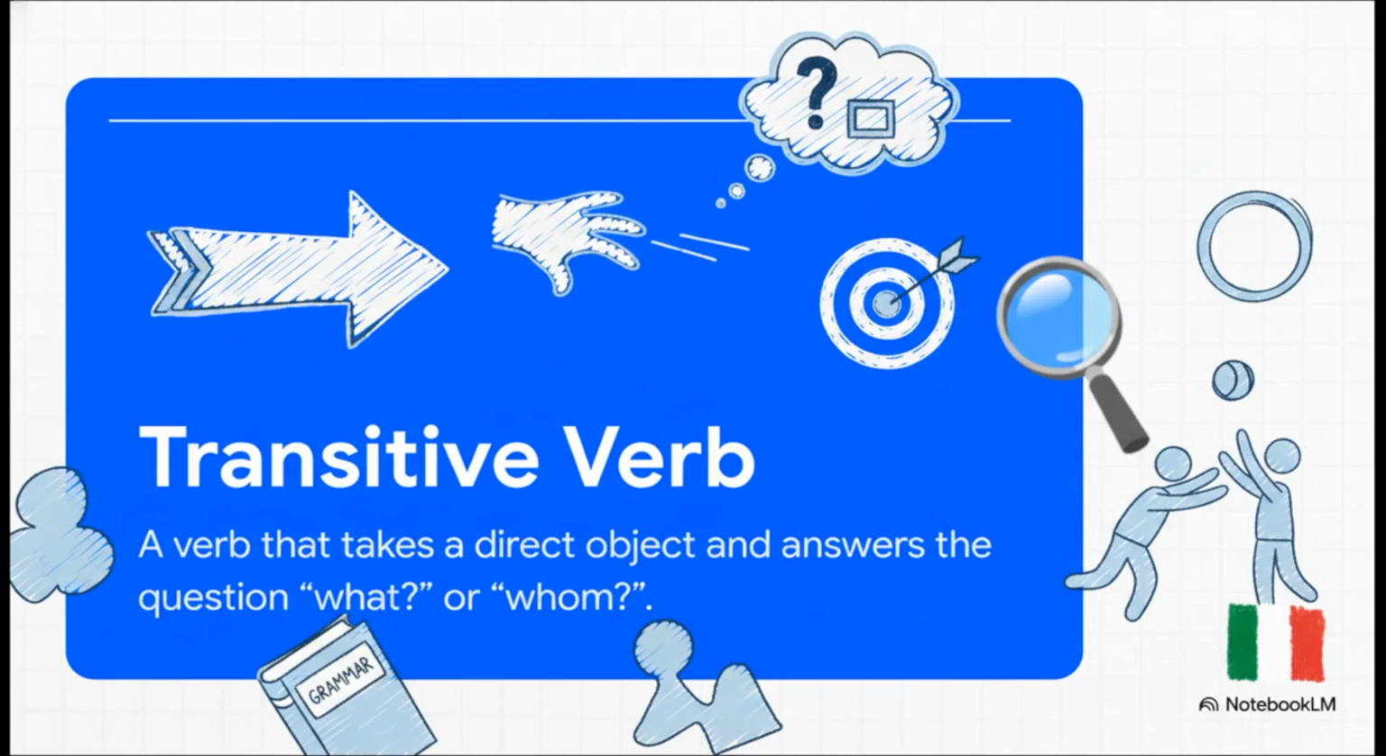It's an action verb that needs to do something to something. It can't just exist on its own. It has to have a target. It transfers its action, kind of like throwing a ball. The verb is the throw, and the thing it hits, that's the direct object.